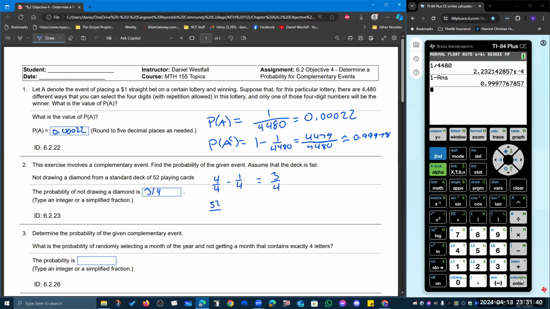We'd also get the same thing if we started with 52 out of 52 and we took the 13 diamonds away. We'd end up with 39 over 52, and if we would reduce that by dividing top and bottom by 13, we would get 3/4 as well.